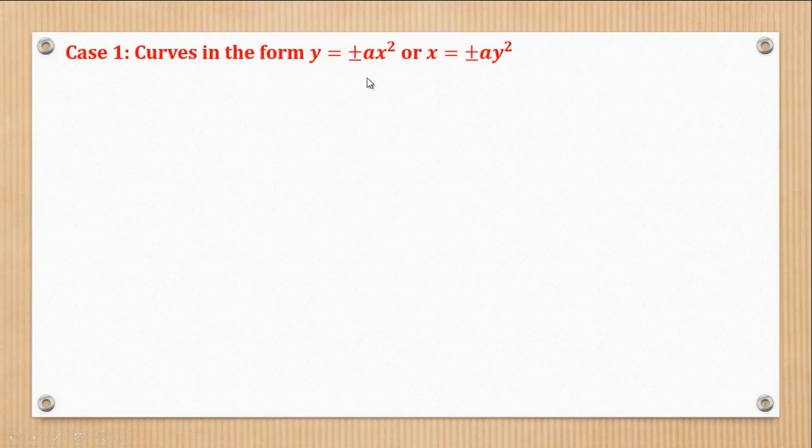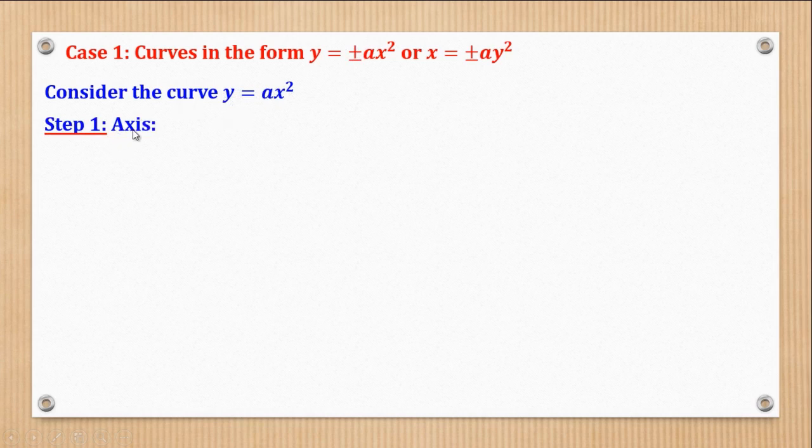So we shall start with a case whereby b and c are equal to 0. So in this case we remain with y equal to plus or minus ax squared, or x equal to plus or minus ay squared. And we shall consider a case whereby this coefficient is positive. So we shall consider y equal to ax squared.